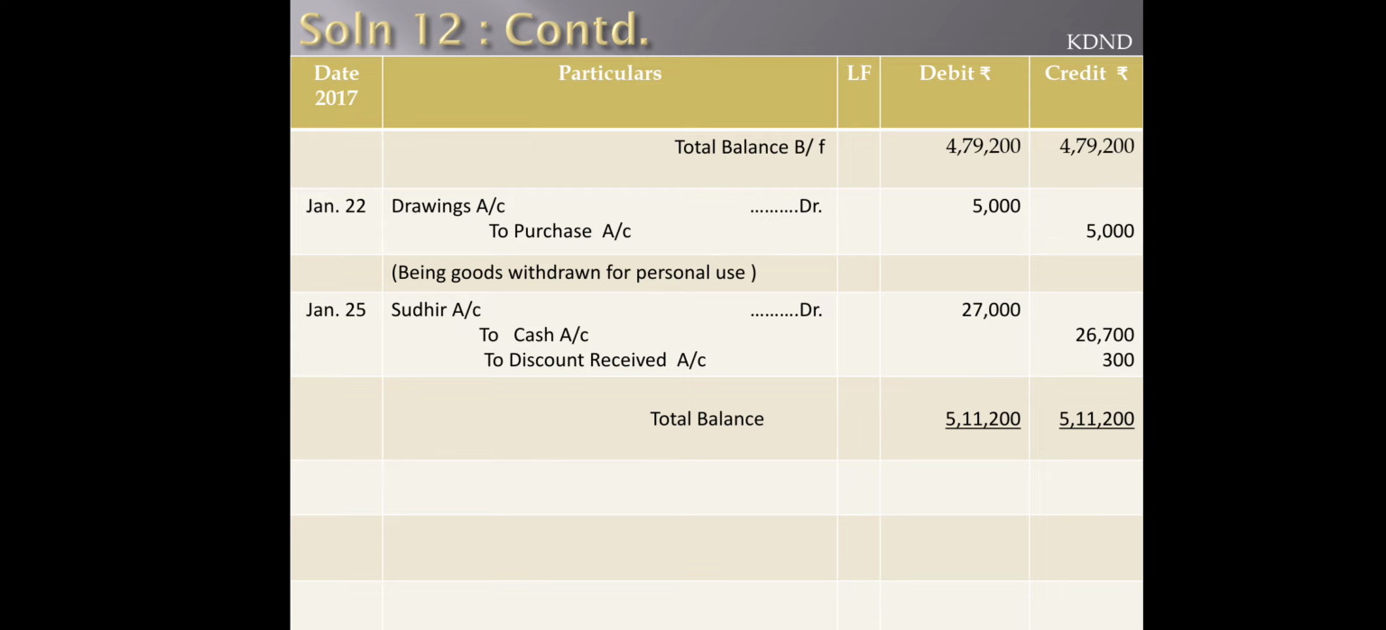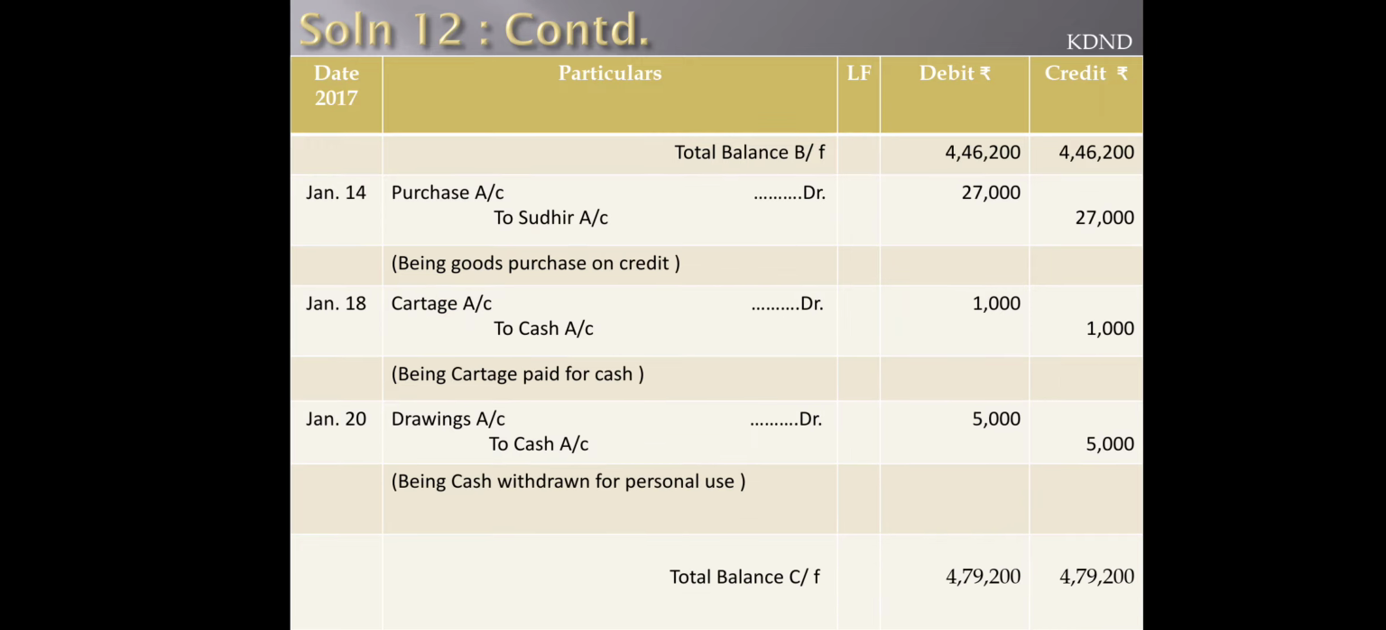This way all our transactions come to an end, because this was the last transaction of this 12th sum. And finally what we are going to do is total the balance. Total balance finally 5,11,200 on both sides. This way our transaction will be completed.